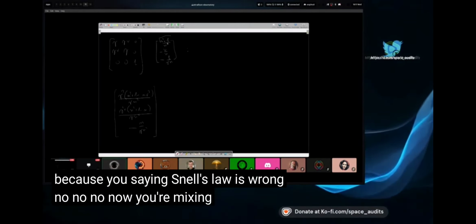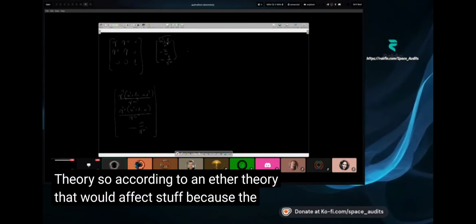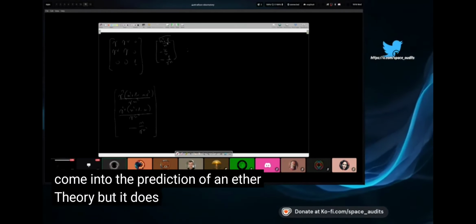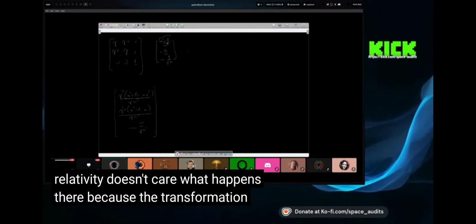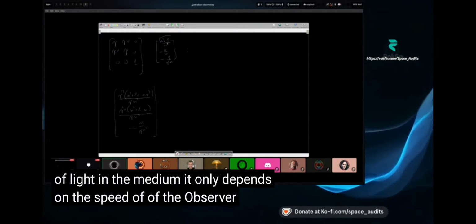No, now you're mixing different things. In Airy's time, there was no relativity. He wasn't testing relativity. He was testing an ether theory. So according to an ether theory, that would affect things, because the speed of light in the telescope does come into the prediction of an ether theory. But it does not come into the prediction of relativity, because relativity doesn't care what happens there, because the transformation of the direction does not depend on the speed of light in the medium. It only depends on the speed of the observer.